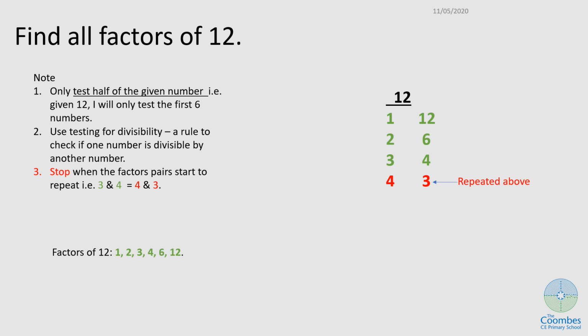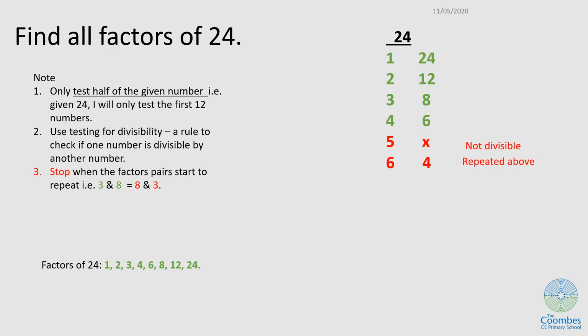So let's look at the number 12. The factor pairs. I know 1 is a factor of all numbers, so 1 times something will give me 12, and the factor pair there is 1 and 12. Then we have 2 and 6, 3 and 4. Now, if I go to the next one, 4 and 3, I can see that it's a repeat of the previous one. So this is where I stop. So the factors of 12 are 1, 2, 3, 4, 6, 12.